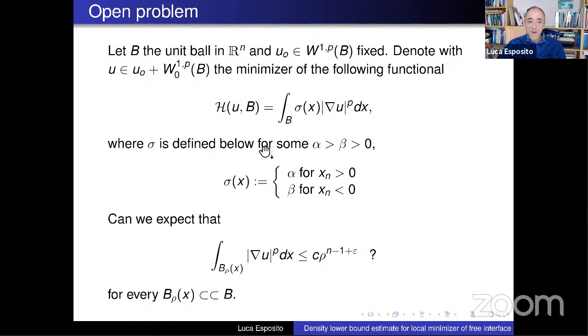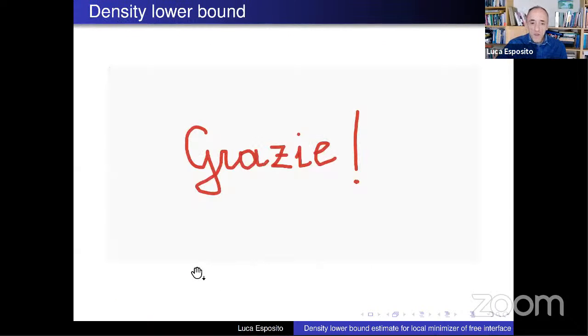So you have this problem when there are two different coefficients. Is it true that the minimizer of this functional, where there is a discontinuity when you pass through the half-space, has a gradient that decays in this way? In that case, one can go further and try to prove also the other step on the road to the regularity. And that's all. Thank you for your attention.